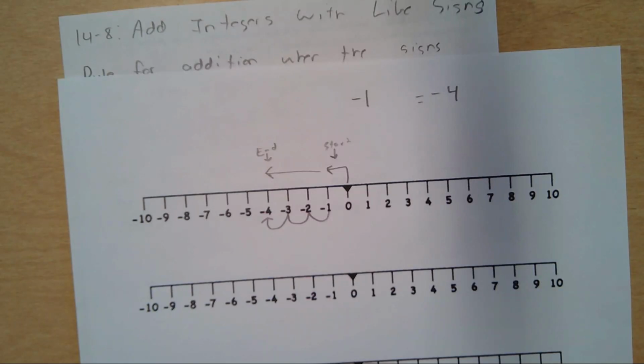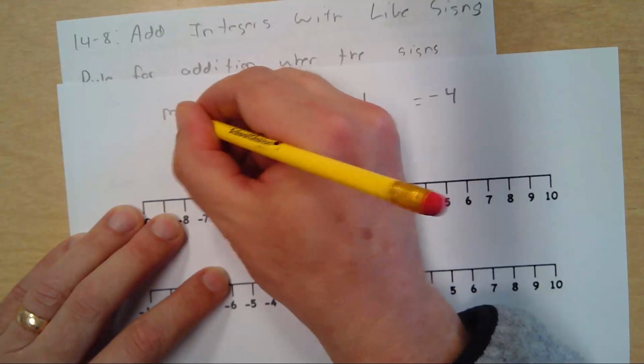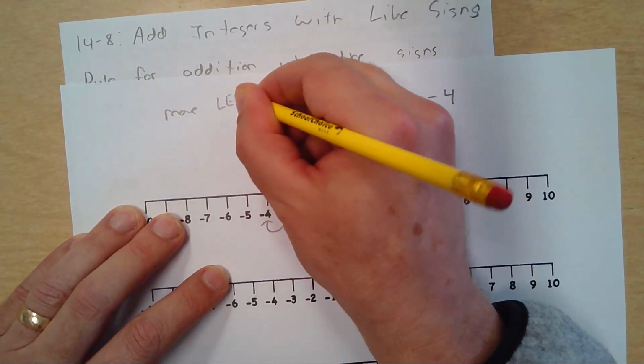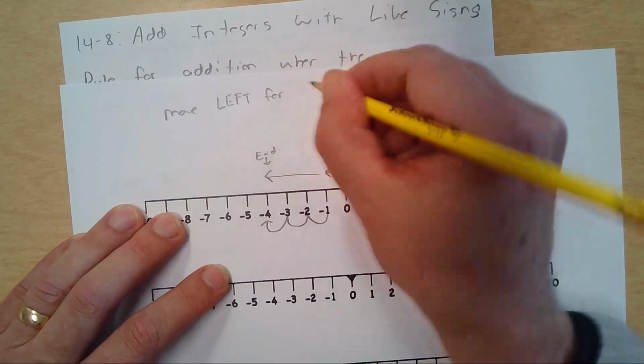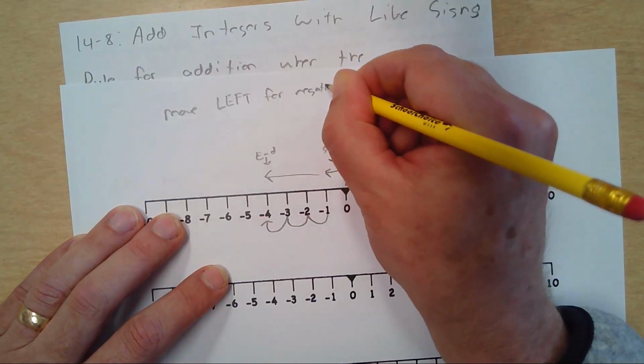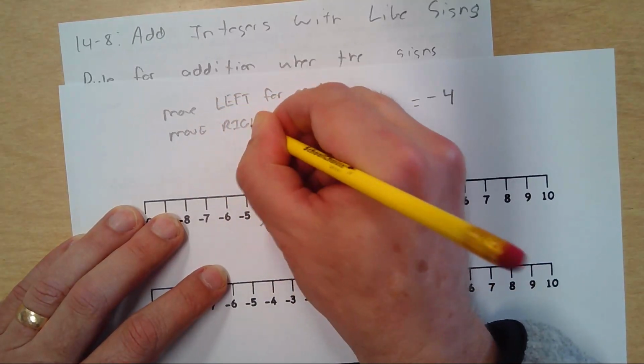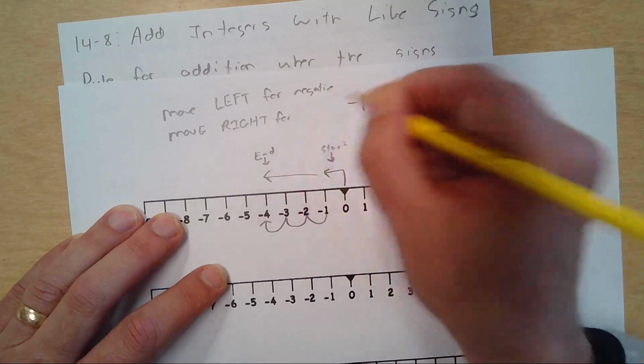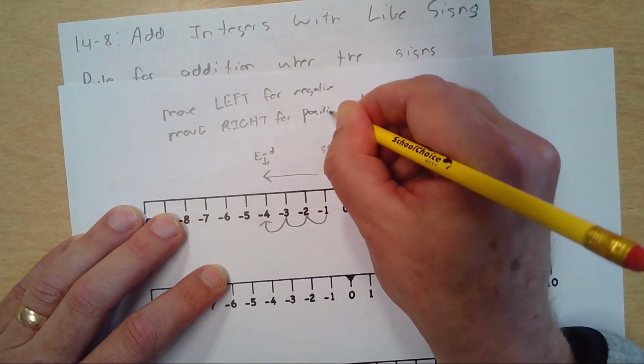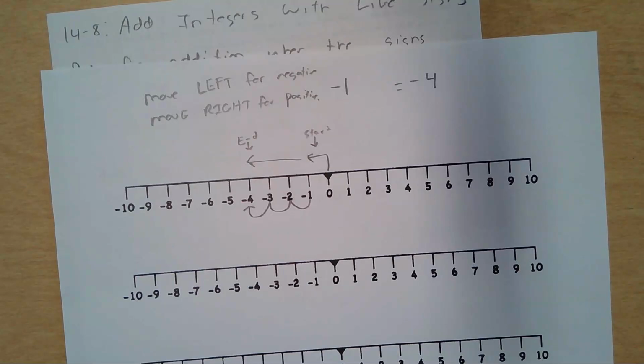But when you're talking about negative values, move left for negative, move right for positive. And I'll show it to you with some positive ones too here.